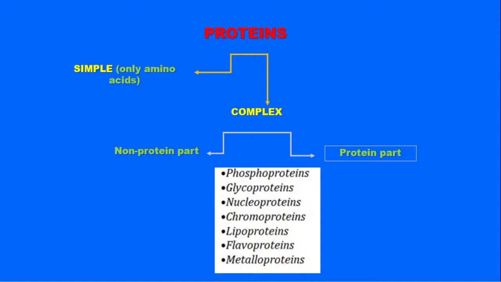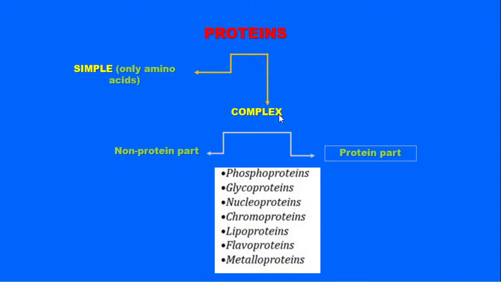The opposite group is complex proteins, in which we have a protein part, which is constructed from amino acids, and a non-protein part. It means something non-protein. It can be a phosphate group, a carbohydrate, a nucleotide, a chromo group, lipids, or a metal. And according to this non-protein part, we separate complex proteins into phosphoproteins, glycoproteins, nucleoproteins, lipoproteins, and then the most important groups are represented here.